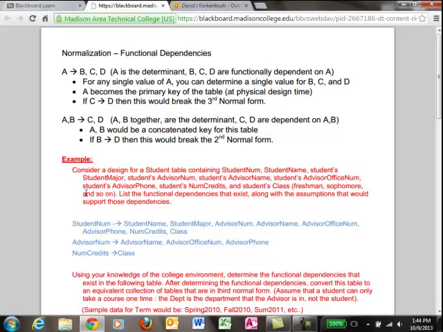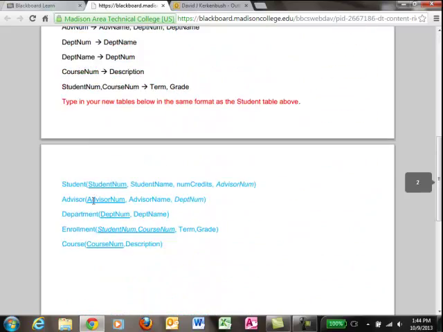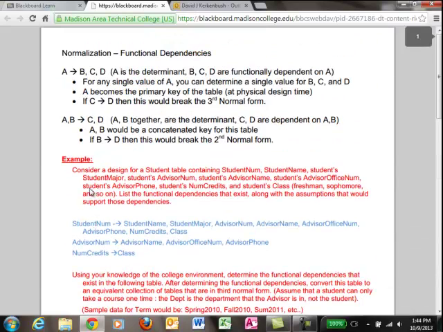Okay, the rest of this document is an example, and I really suggest you just look through it. It's not very long, and then you'll be ready. Hopefully, this little video on determinants and functional dependencies might be a help for you when we start talking about normalization, which I'll do next in the next video.